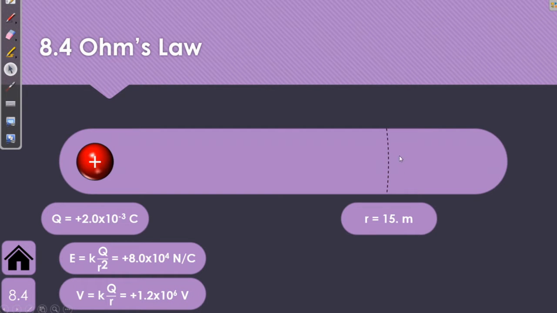So these are both quantities that are independent of a second charge. It doesn't matter what charge we place here. These two quantities will remain the same for a distance of 15 meters from this charge.